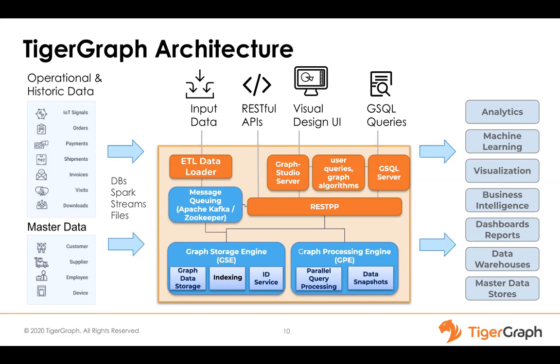We manage data, master data, persistent data. We can also stream, we can read from Spark and other databases. There is a graph storage engine where the data is stored with indexing and an ID lookup service. And there's also a graph processing engine which does parallel processing and also does the data snapshots, which is how we handle concurrency and ACID transactions with multiple simultaneous transactions. The REST PP component is the manager that keeps everything coordinated. And for all of these, there are various language and UI interfaces for TigerGraph.